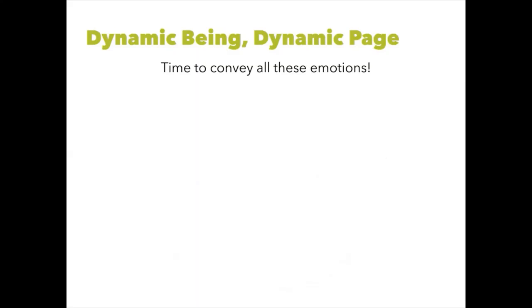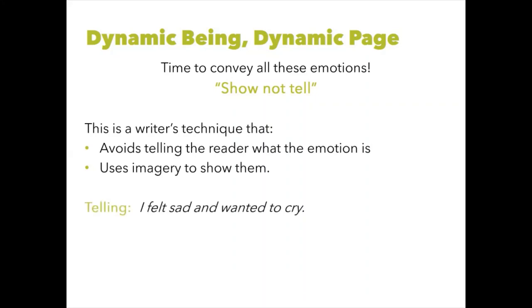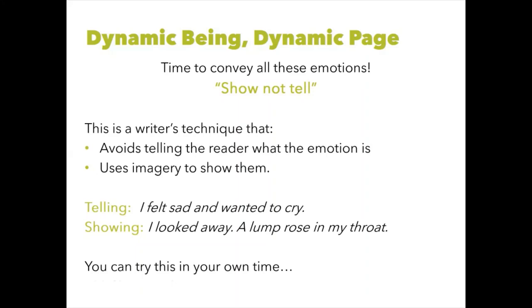So, how can you go about communicating all these emotions on a page? One useful writer's tip is to show, not tell. This is a method that avoids telling the reader what the emotion is, and instead shows them by using imagery. For example, telling would be, I felt sad and wanted to cry. Whereas showing would be, I looked away, a lump rose in my throat. This is something you can try in your own time.